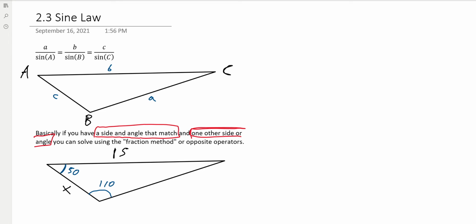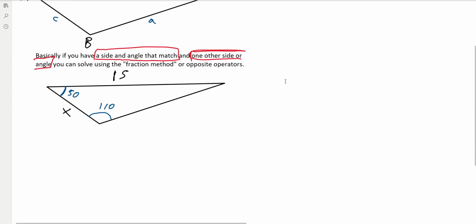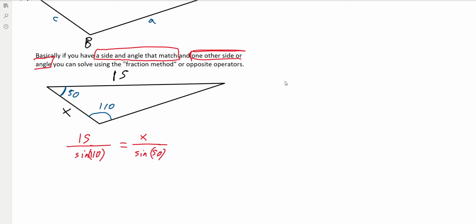Okay, so let's take a look at one down here where we have one matching side. The 110 is one of the angles, and 15. So what are we going to do? Well, if you get 15 on top and you have sine 110 underneath, that equals x on top, sine 50 underneath.